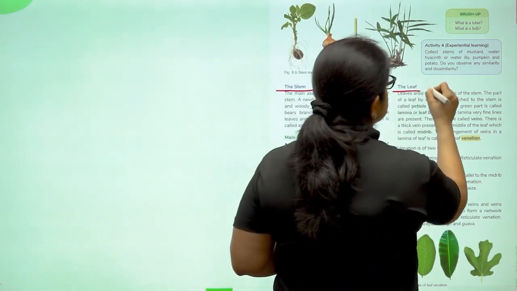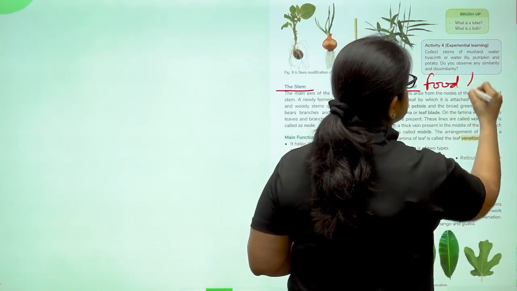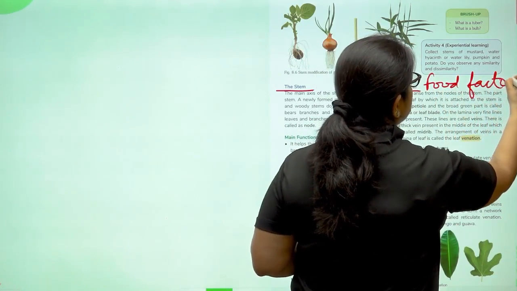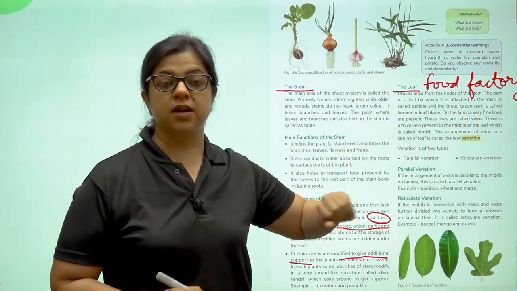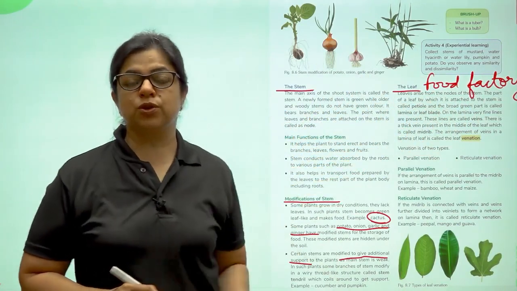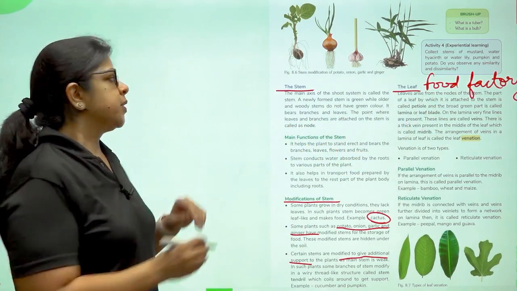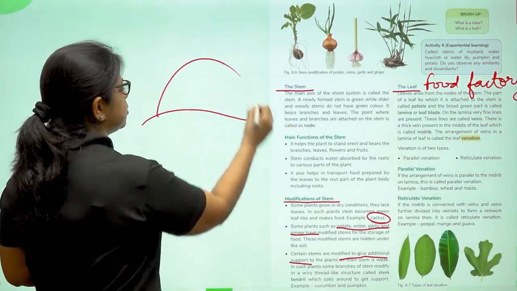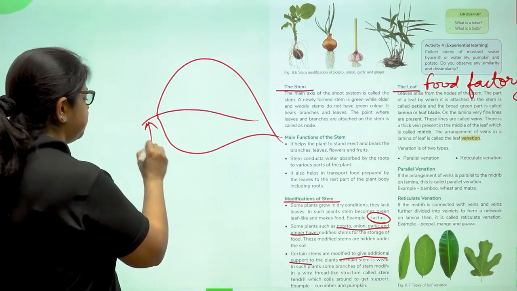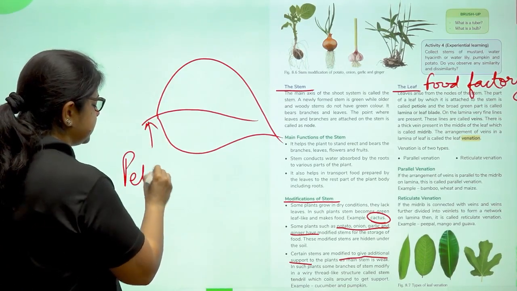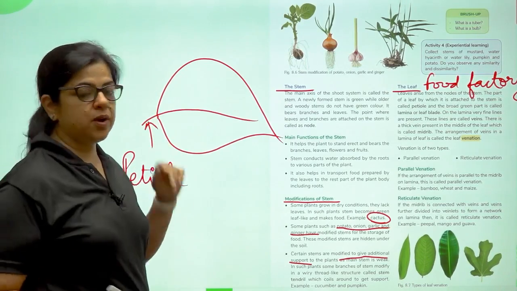We have learned that the leaf is the food factory of the plant. That means the leaf prepares food for the plant. By what process? By the process of photosynthesis. Now, if you look at the basic structure of a leaf, what do you see? You see the petiole that connects the leaf to the main branch.